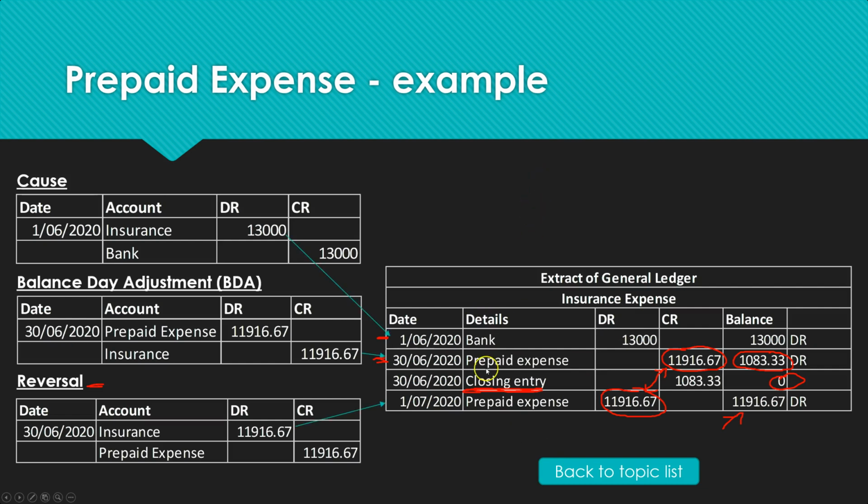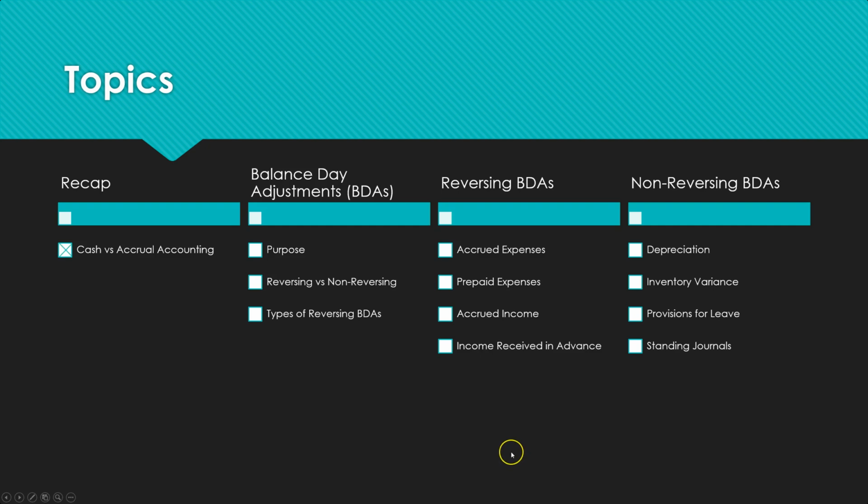All right. So you can see now that there are 3 different effects for insurance expense. We have the top line, the second line, and the bottom line. And then this closing entry, you don't have to do that at the moment. If you're just learning balance day adjustments, don't worry about that until you cover closing entries, which will probably be the week after you do balance day adjustments. All right. So we are now up to accrued income. Let's go take a look at that.